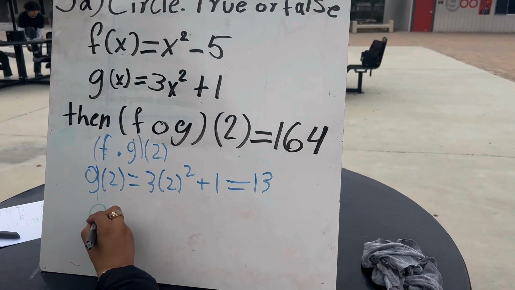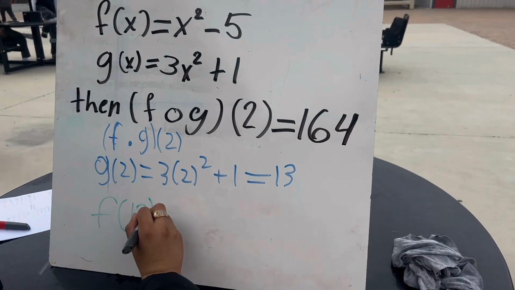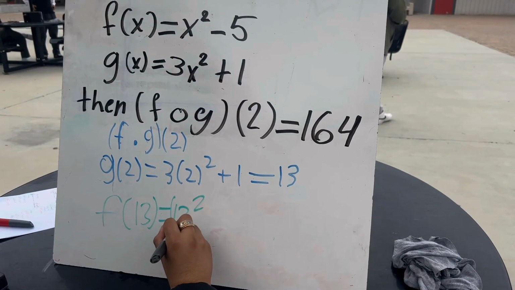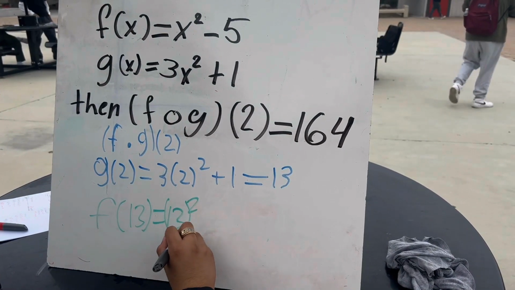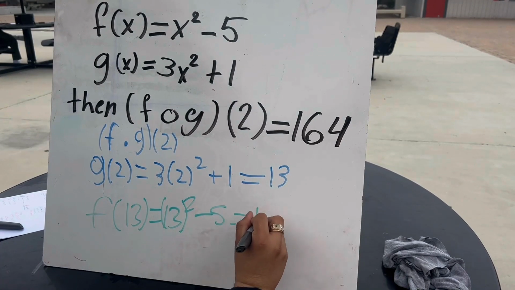So f of 13 is equal to 13 squared minus 5 equals 164.